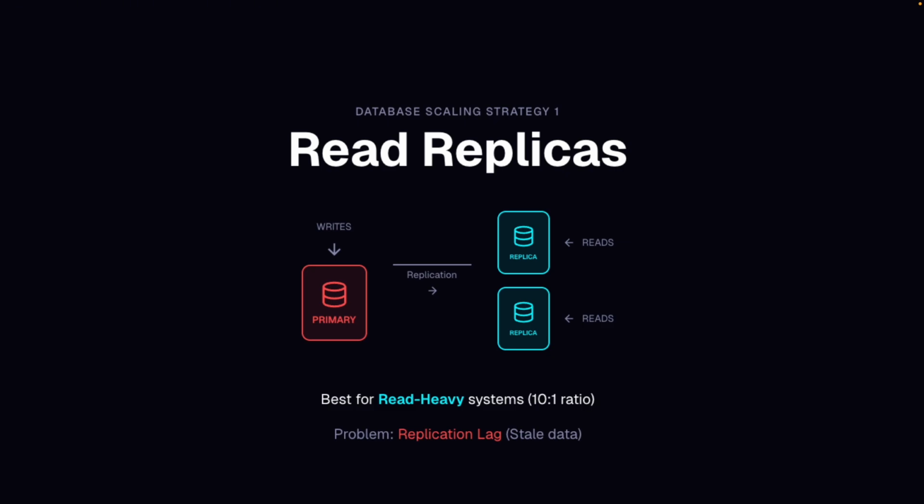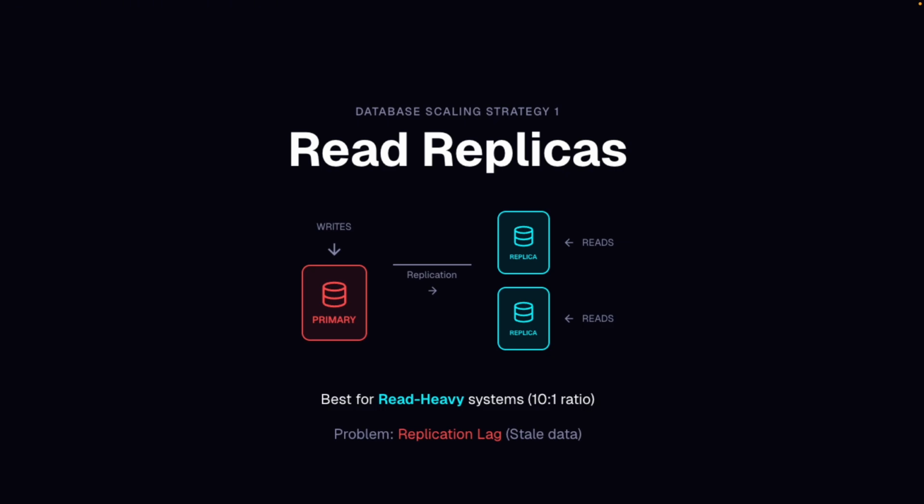So we use a master-slave architecture. We have one master database. This is the only place you are allowed to write data, which is also called a primary database. Then the master copies the data to several read replicas. When a user wants to view their profile, they ask a replica. When they want to update their profile, they tell the master. This relieves the pressure immediately.